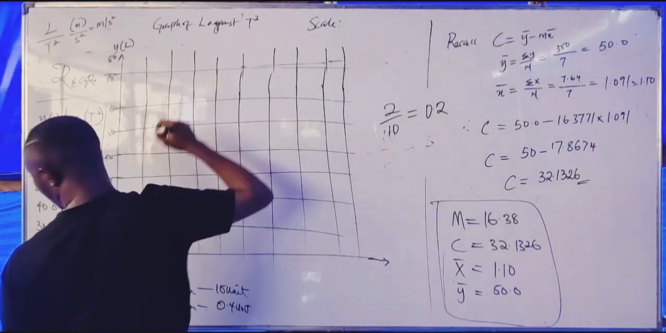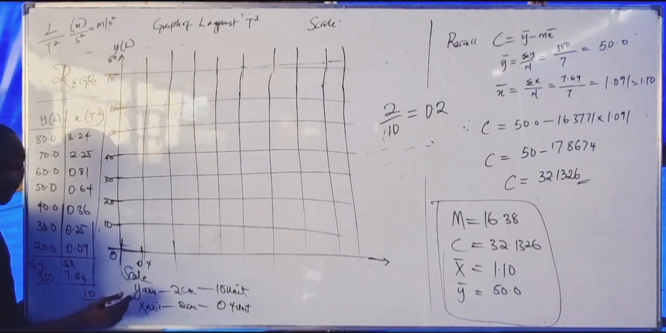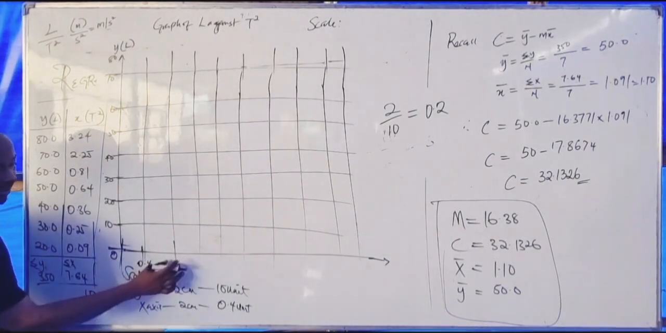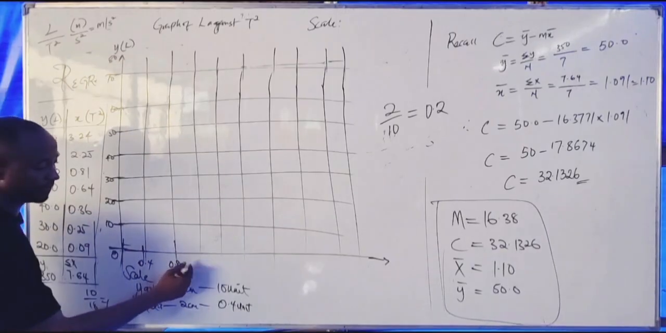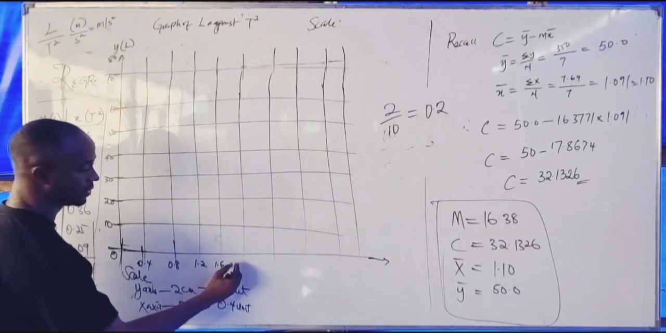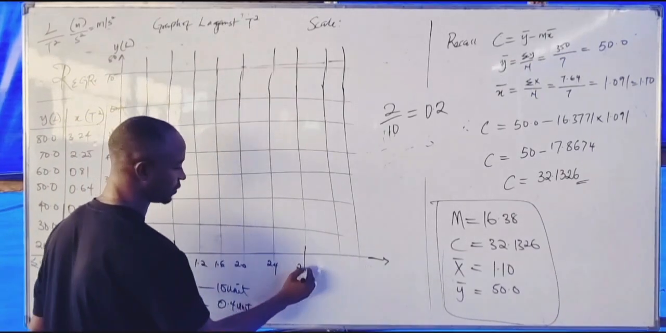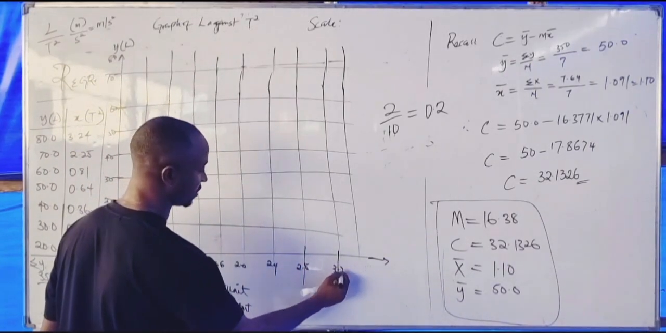Against t squared. Okay. What do you have here? 0.4. What will be here? 0.8. What will be here? 1.2. What will be here? 1.6. What will be here? 2.0. What will be here? 2.4. What will be here? 2.8. What will be here? 3.2.